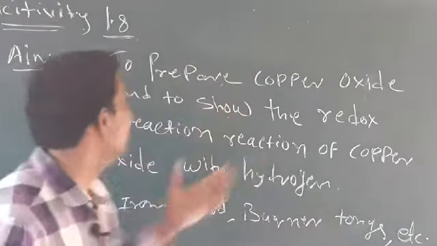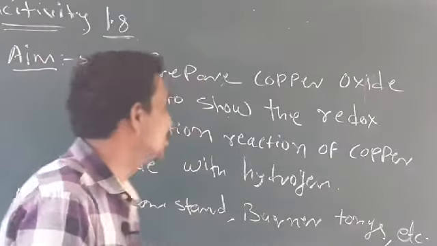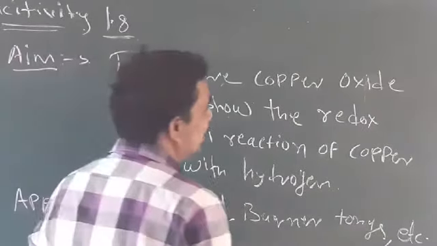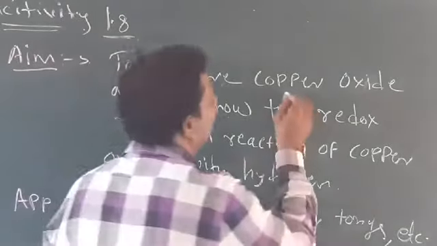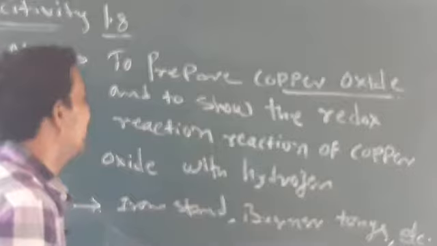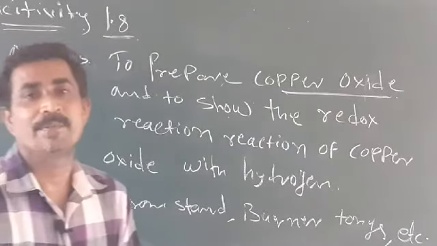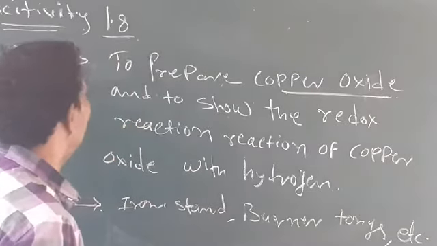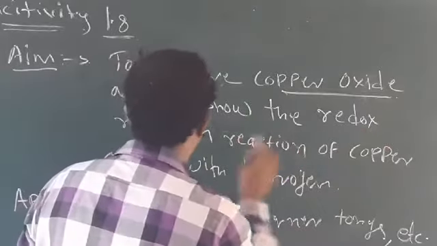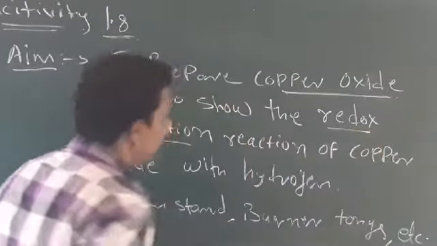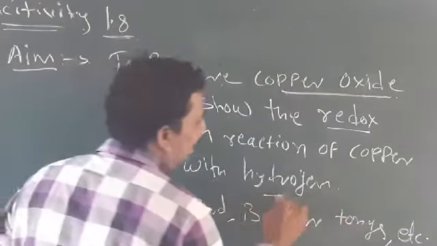Okay, in this activity number 8.10 we want to identify how the redox reaction goes on. For this purpose we used some compounds, copper oxide, to identify the redox reaction. So the aim of this activity is to prepare copper oxide and show the redox reaction of copper oxide with hydrogen.